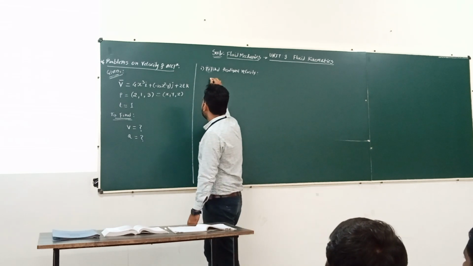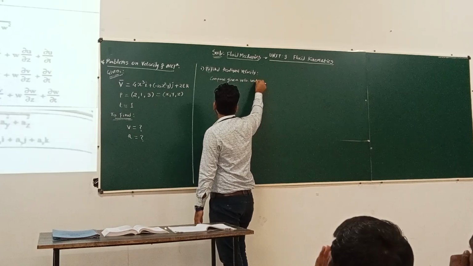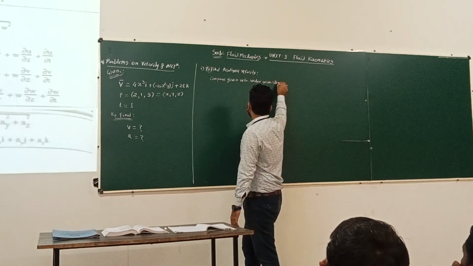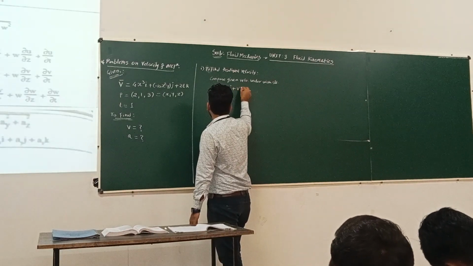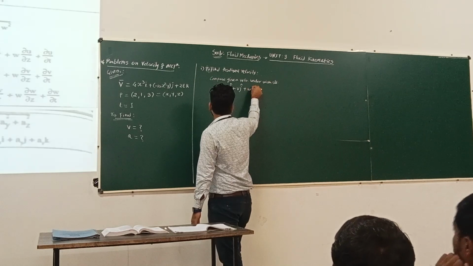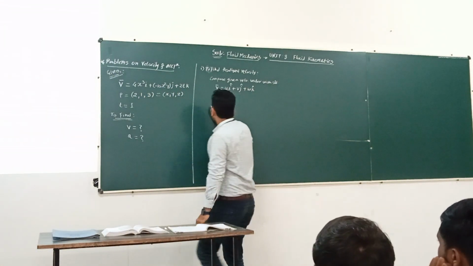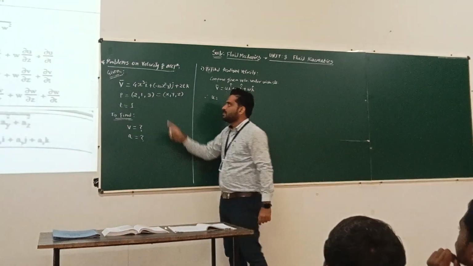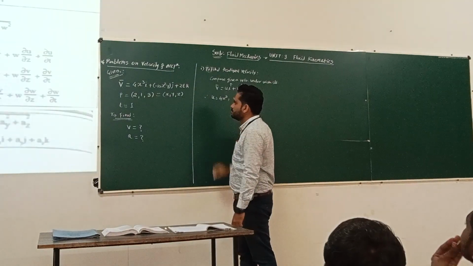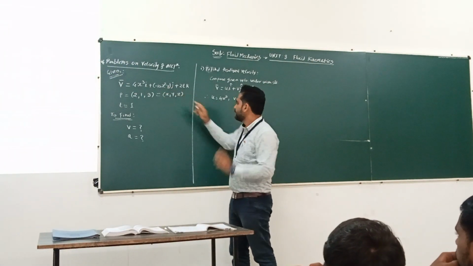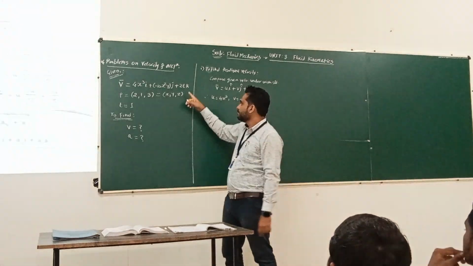So compare the given velocity vector with the standard. What is the standard velocity vector? V bar is equal to u i cap plus v j cap plus w k cap. So by comparing these two equations, the given velocity vector and the standard velocity vector, we know that u is equal to 4x cube. Then v is equal to minus 10x square y, and w is equal to, by comparing, 2t.